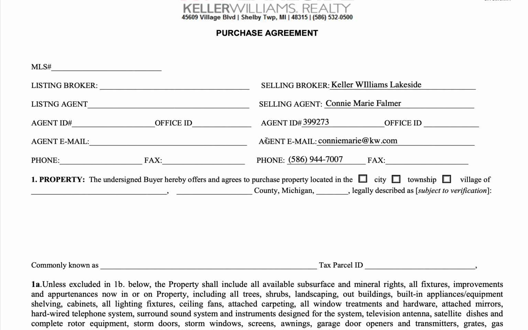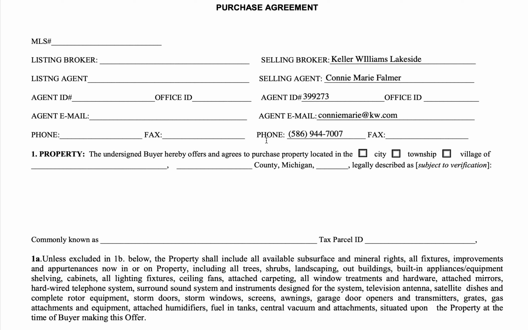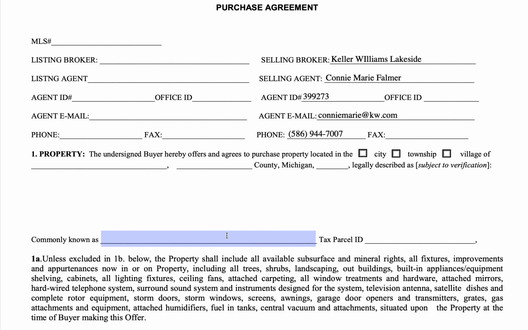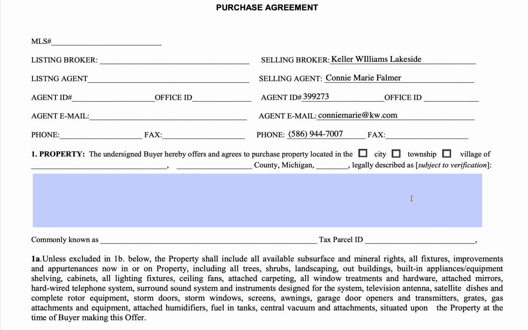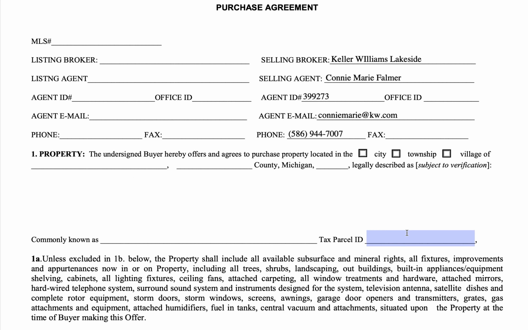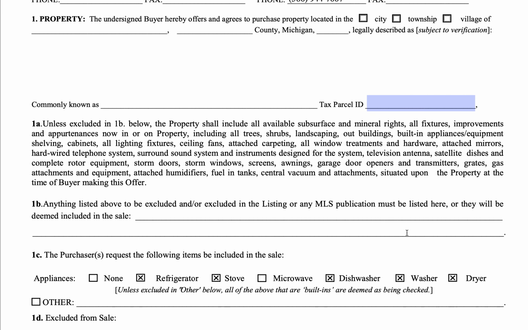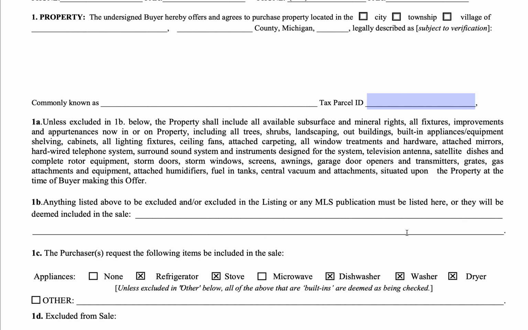Section 1 is going to be your property details: what county it's in, what city, township, or village, the legal description, and what it's commonly known as, so 123 West Main Street. The tax parcel ID will be put in here. The legal description and tax parcel ID is how title will pull up the property for their portion of the work.